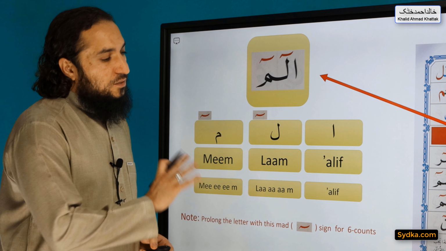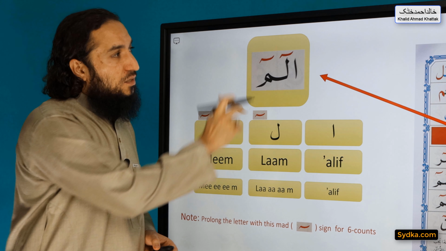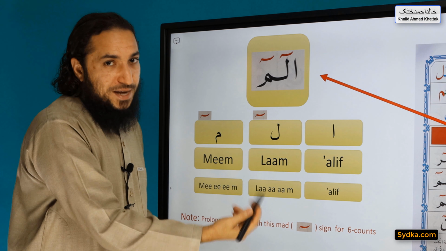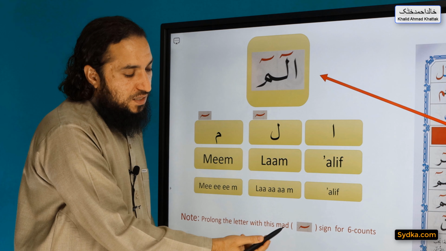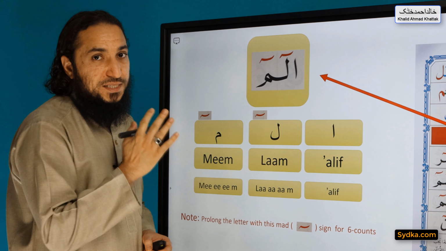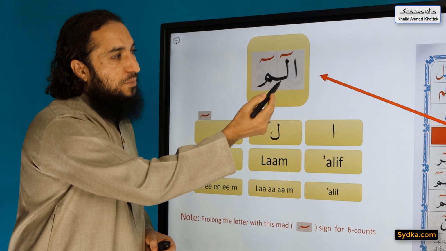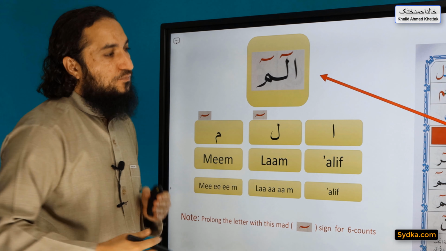Okay, so in this lesson we are introducing another thing, mad. I know it's written mad, but it's pronounced as mad because of transliteration. That's mim fatha dal mad, and this particular mad is going to be prolonged 6 counts. So for example, lam has mad, so the lam has to be prolonged 6 counts.